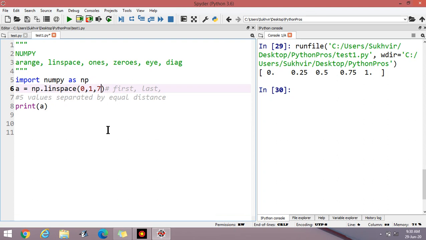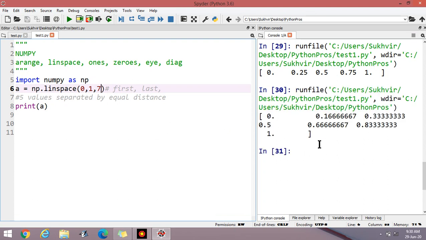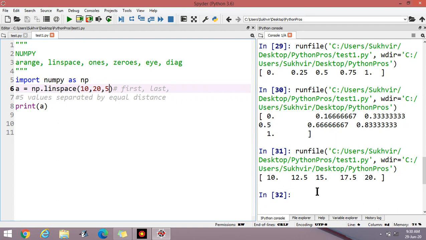If I write 7 here, you can separate into 7 values, but 0 and 1 are included. Only 5 values are there in between 0 and 1. Suppose I write 10 and 20, then 5. It means in between 10 and 20, 3 values are there. It means total of 5 is there. Please keep in mind, not 5 values, it's total of 5. 10 and 20 both are included. Only 3 values are there in between and separated by the same gap. Gap is 2.5 here.